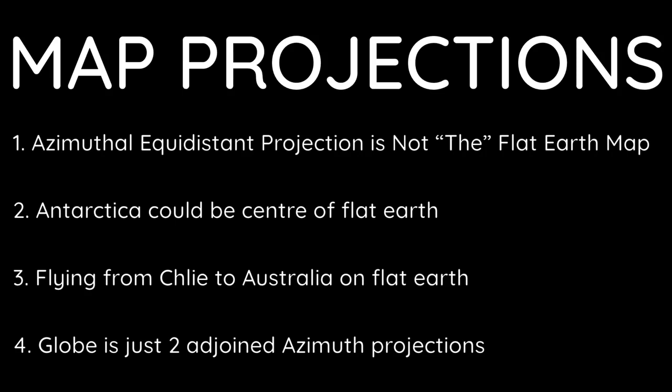And we'll see from that how it's quite easy to make southern flights work on a flat Earth, such as a flight from Chile to Australia, which doesn't really work if you only use an azimuthal equidistant North Pole projection. And then we'll see how really the globe is nothing more than 2 adjoined azimuth projections.